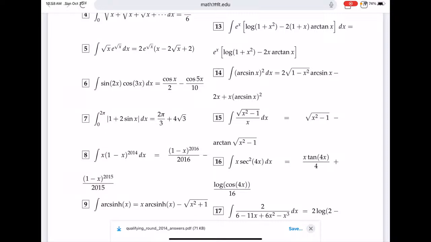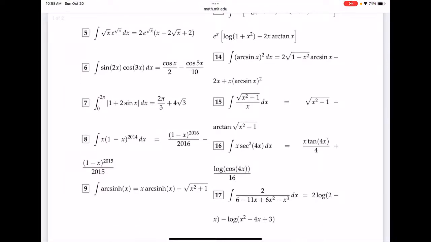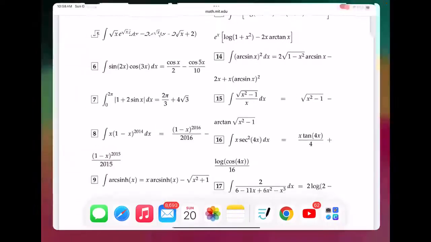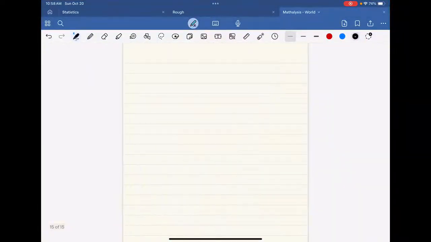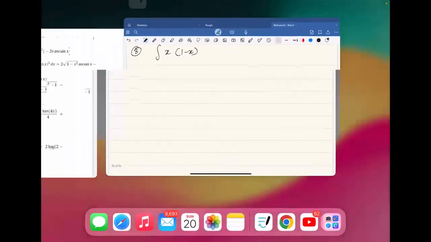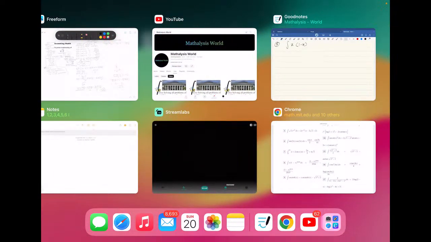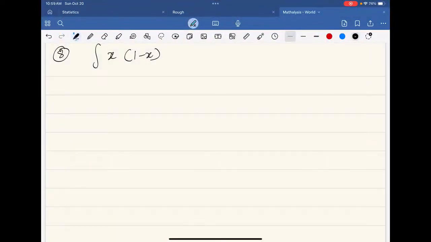Now let's go to the next one. The next one is x times 1 minus x to the power 2014 dx, right? Let's go to the next one. 8 number. 8 number is the integral of x times 1 minus x to the power 2014 dx, right? Okay, let's do this. Now let's see how to solve this integral.